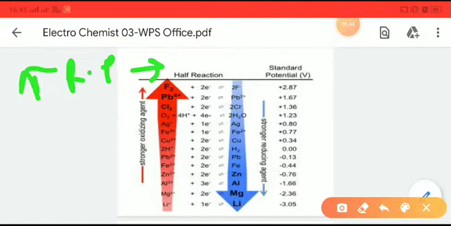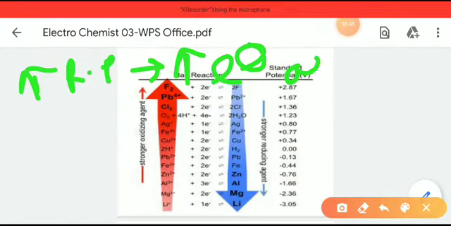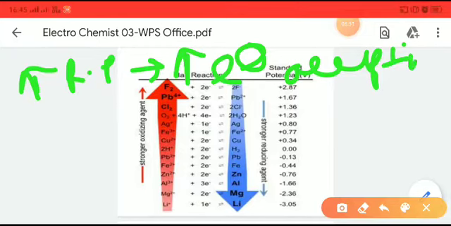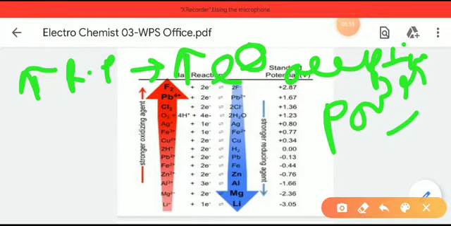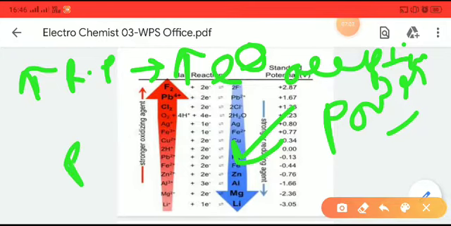Okay, higher the reduction potential, or electrode potential, or standard electrode potential, greater will be the electron accepting power. So greater will be the reduction ability.